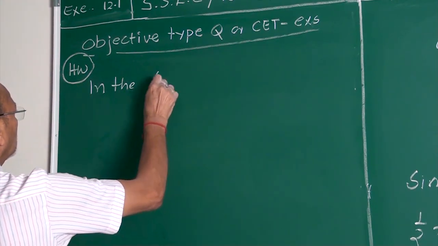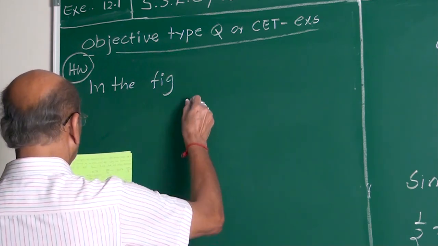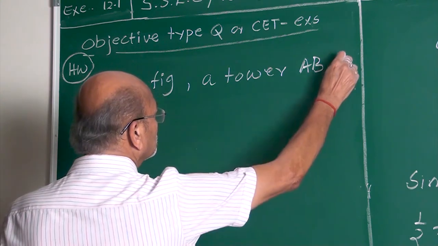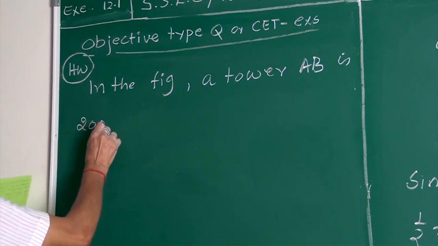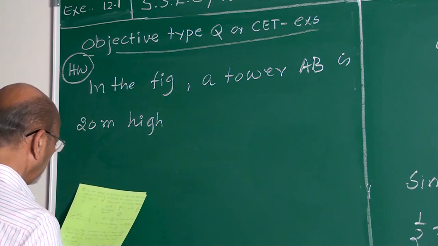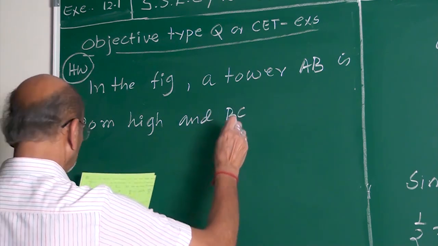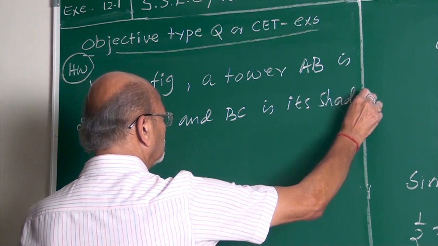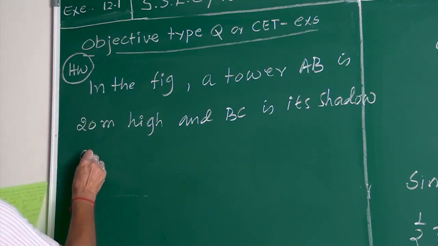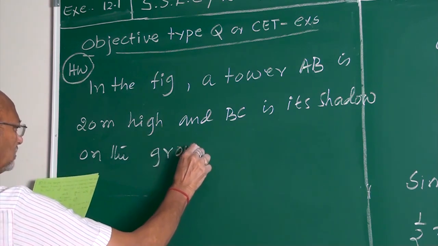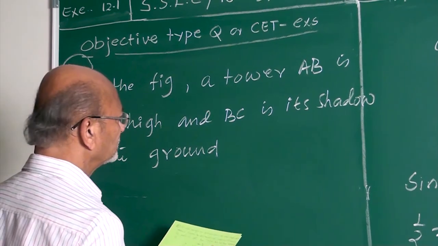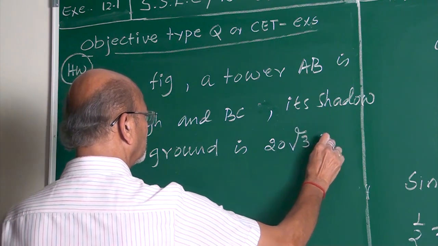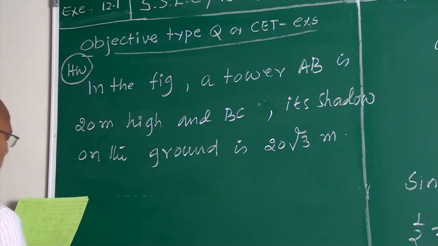In the figure, a tower AB is 20 meter high, and BC is its shadow on the ground. The length of the shadow BC on the ground is 20 into root 3 meter. Find the sun's altitude.